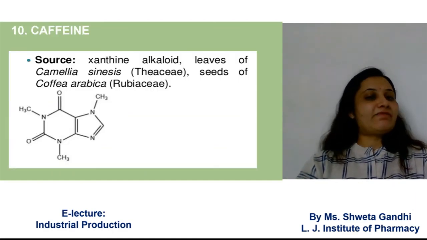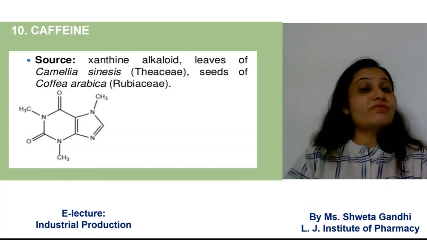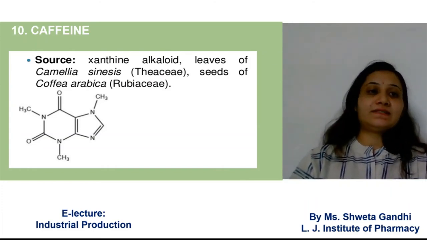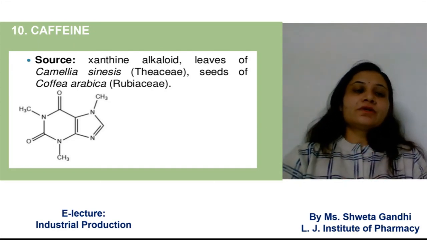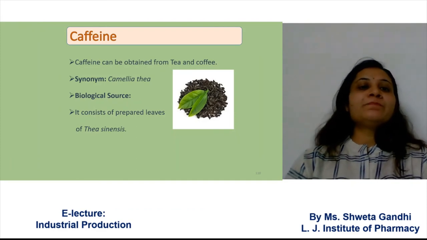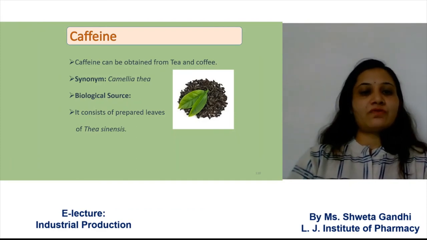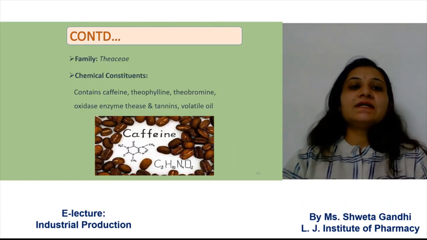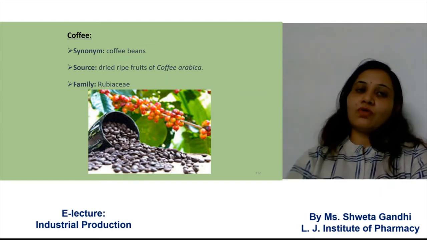Next is caffeine. The source of caffeine is the xanthine alkaloid from Coffea arabica and Camellia sinensis. This is the source for caffeine, family Rubiaceae. You can note here the structure of caffeine. Now, caffeine is obtained from tea or coffee; the biological source is the leaves of Thea sinensis, and the chemical constituent, as you have seen, is from the coffee.